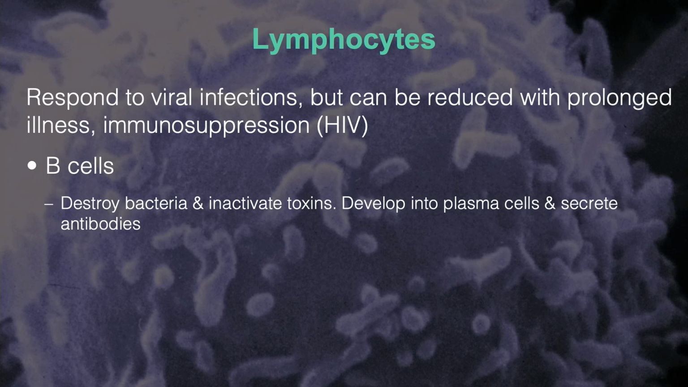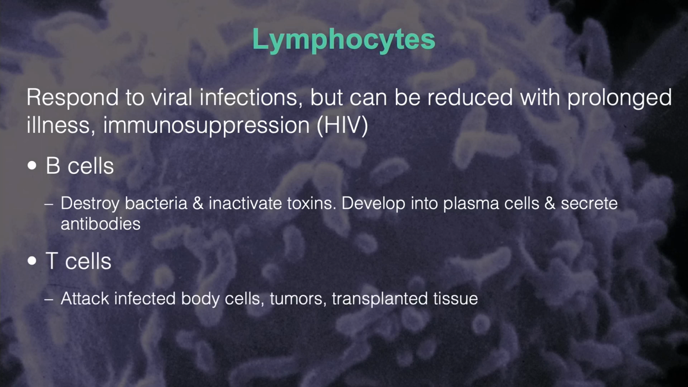They're produced in the red bone marrow. And they specifically will attack bacteria, toxins, and they secrete antibodies within whatever compartment they're in to help target things for breakdown. So B cells doesn't stand for anything. Blood cells or red bone marrow cells from where they're produced.